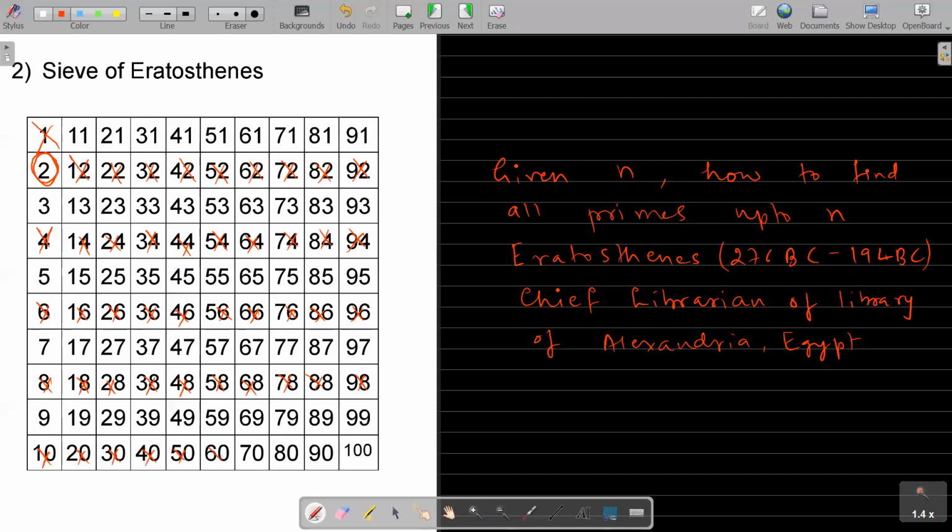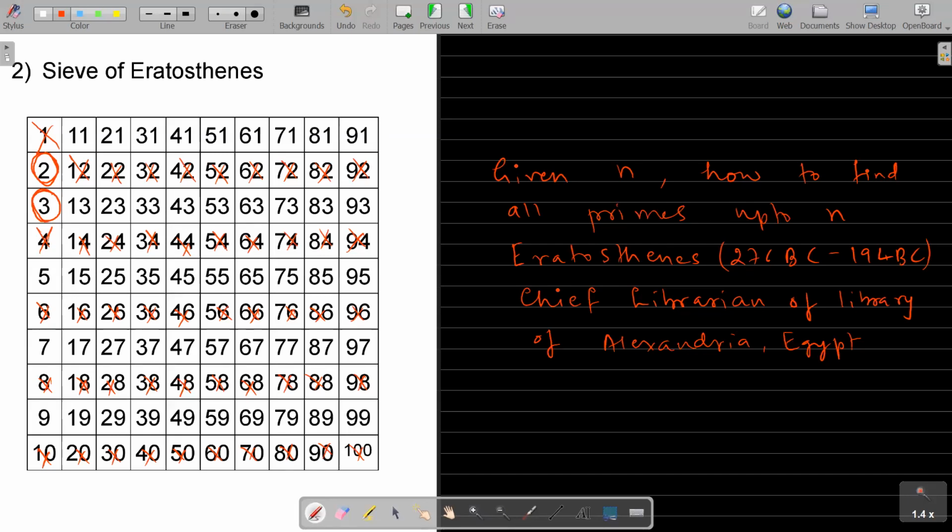3 is prime. So you see 3 is not cut, and that is prime, and the others are all cut. Now again, same idea: the multiples of 3 are cut. 6 and 9 should be cut. Multiples of 3 now cannot be primes.